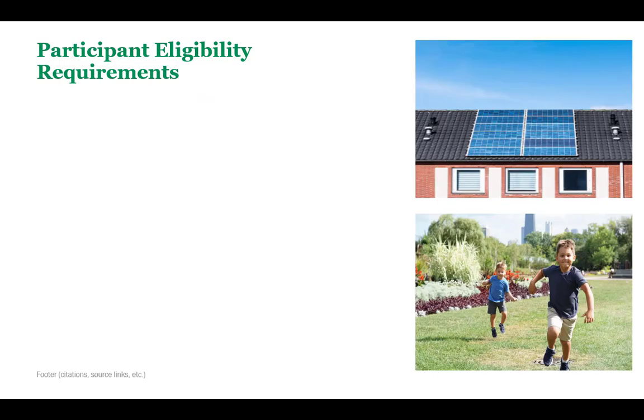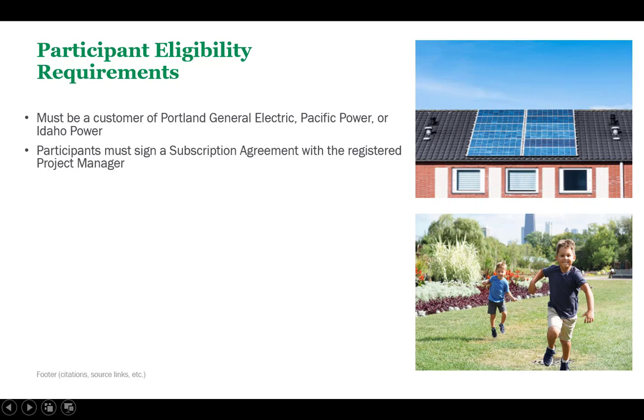Participant eligibility requirements. Oregon customers of Portland General Electric, Pacific Power, and Idaho Power are eligible to participate in the program. To participate, customers must meet the requirements, enroll in the project, and sign a subscription agreement with the registered project manager of the project. Customers who complete this process are considered participants.